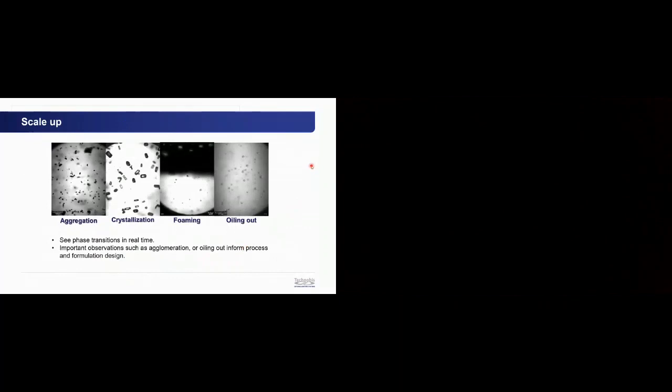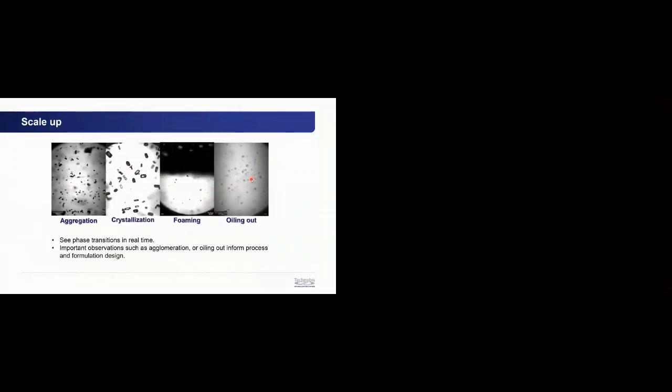So this is an example of what you can collect using the PAT. This is collected on our Crystalline instrument, at 2.5 milliliters. We're able to see real-time phase transitions. So we can see the onset of crystallization occurring as they start to agglomerate, whether you're forming a foam, so this is tiny bubbles being formed, or even oiling out. And all of these have major implications on the crystallization development.